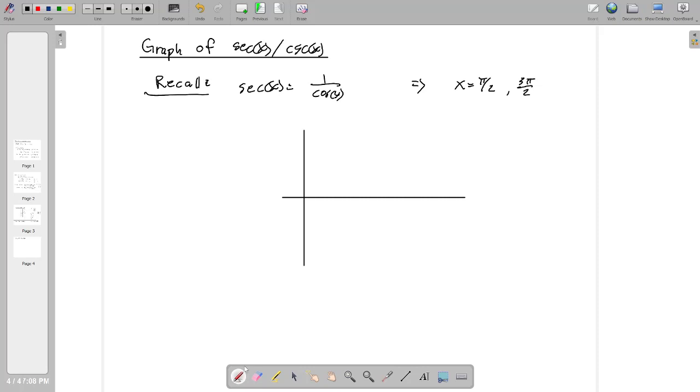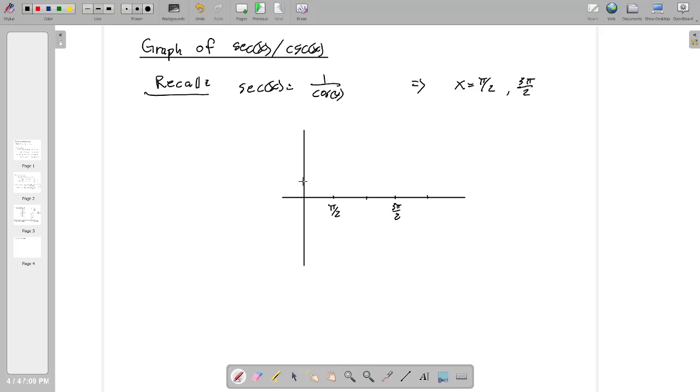So what I'm going to do is plot the cosine curve, and then use that curve in order to sketch the graph of secant. So we already know at pi over 2, we have a vertical asymptote. Also at pi, 3 pi over 2, and 2 pi.